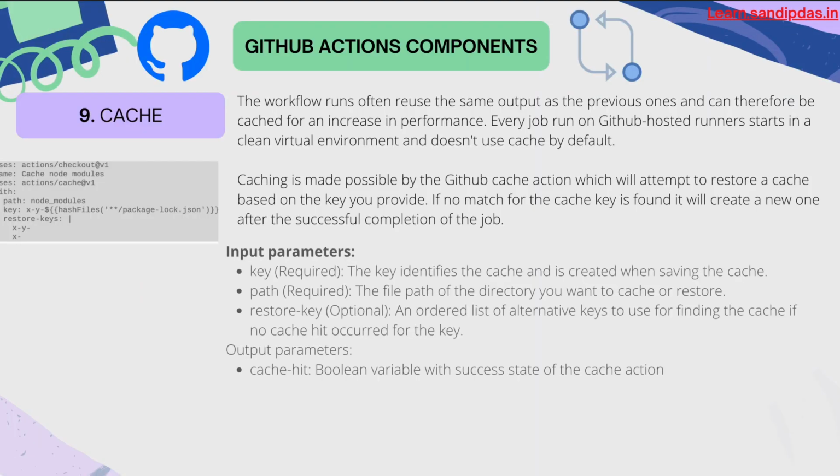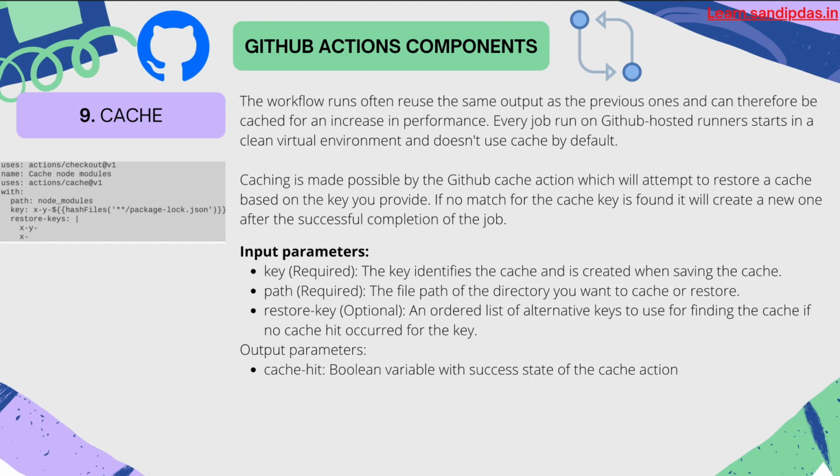Ninth one and the final one is the cache. So the workflow runs often reuse the same output as the previous ones and can therefore be cached for the increase in performance. Every job runs on GitHub hosted runners start in a clean virtual environment, doesn't use the cache by default, but of course you can turn it on and you can use the component, right?